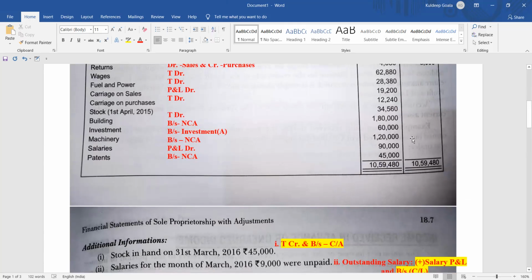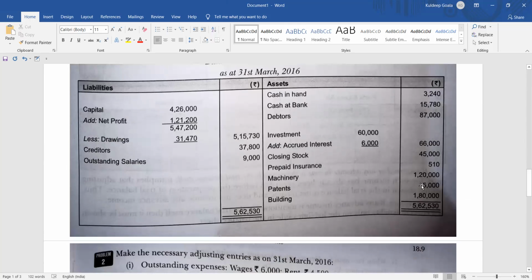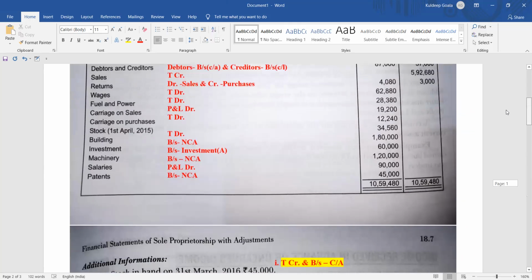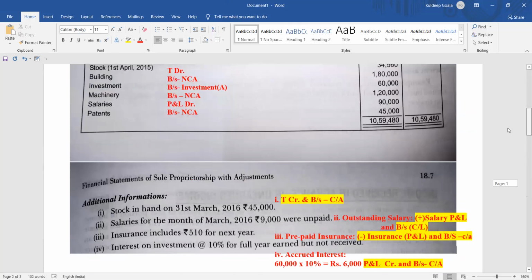And there was patent 45,000, right? So you just put machinery 1,20,000 and patent 45,000. Okay, clear? Let's check whether anything is left. Anything left out in the adjustment?